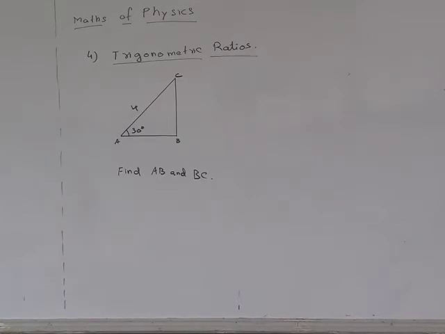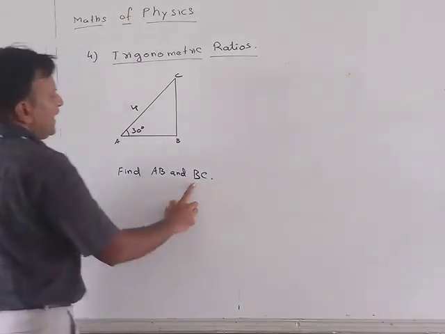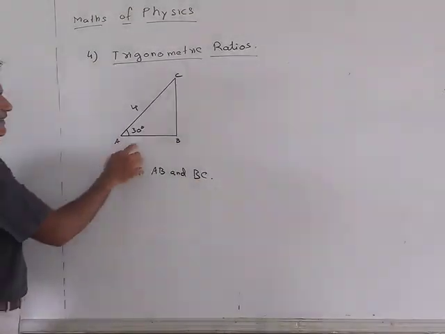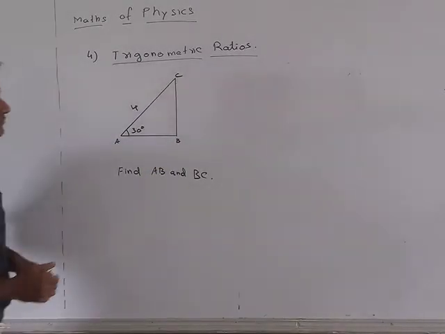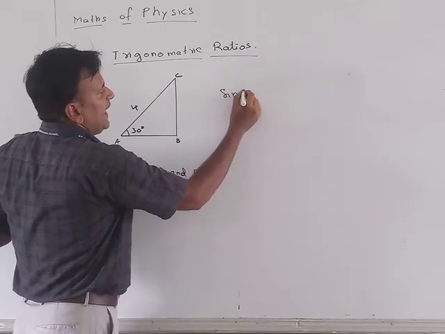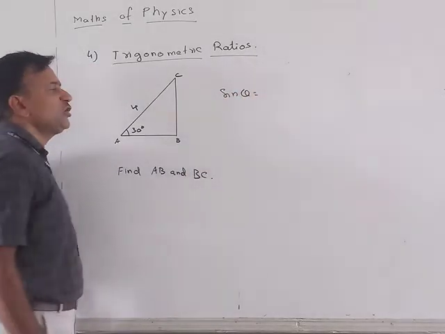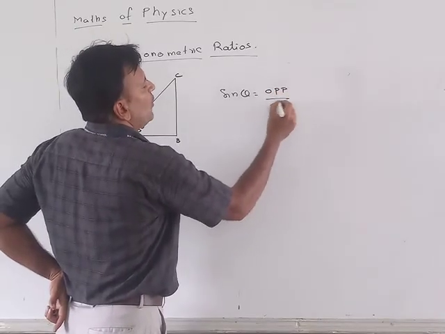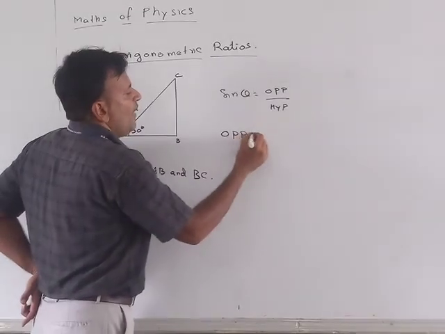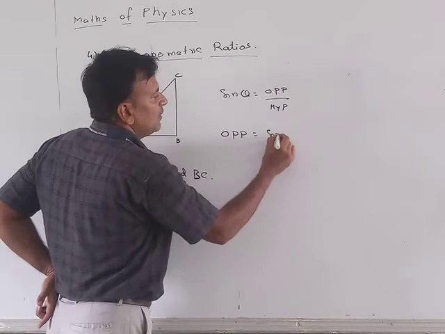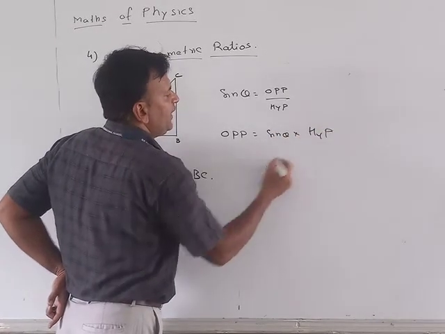This is the question given to you. A triangle is given, triangle ABC. The measurement of AC is given, and you are supposed to find the length of AB and BC. This is given 4. This is AB, this is BC, this you have to find. Simple. Sin theta is equal to opposite side over hypotenuse. So opposite side is equal to sin theta into hypotenuse.